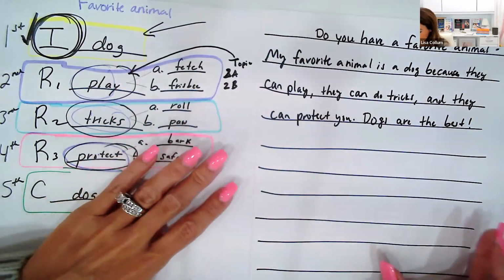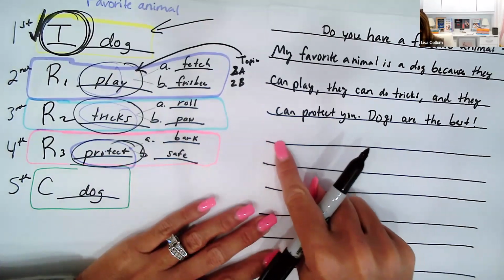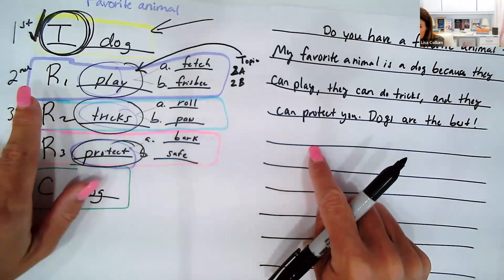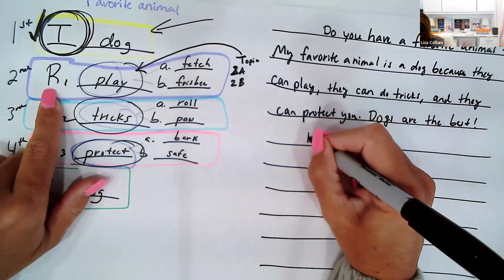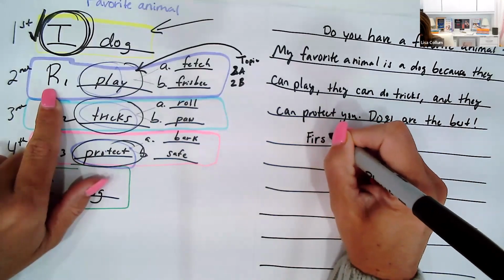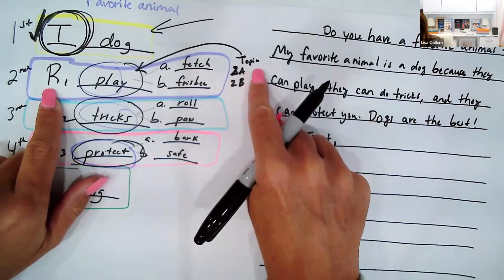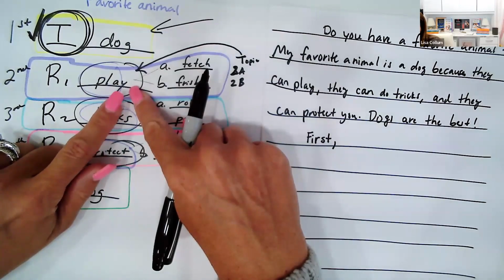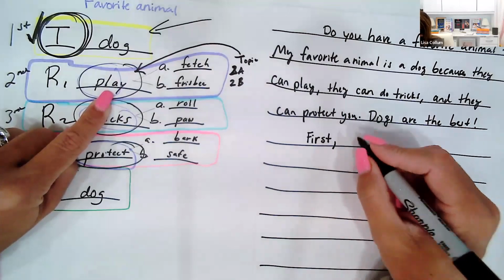All right, now, here's how the topic sentence goes. It's very, very easy. You're going to indent because you're starting a new paragraph, so I'm going to leave that space. And because it's my first reason, I'm going to start with the transition word first. So I'm going to put first, comma, and I'm going to write my topic sentence, which is telling the reader what my topic is. I'm going to say, my favorite animal is a dog because they can play. That's my first topic.